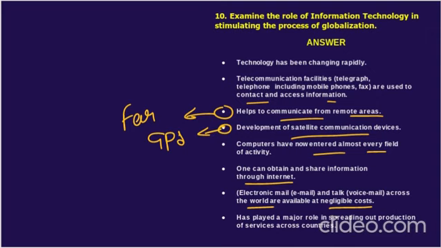And even the IT industry has played a major role in spreading out production of services across the country. Now the IT industry is there in every place, so that the whole globe can use it. So these are the things where information technology helps in globalization.